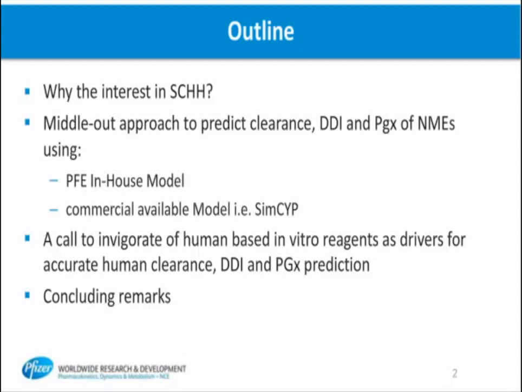And this is going to be by providing an overview of Pfizer in-house model, and then discussing how we have used SEMSEP in combination with sandwich culture to enable that task. After that, I'm going to provide an overview and also a call of how we can actually invigorate the utility of human-based in vitro reagents to predict human clearance, drug interactions, and pharmacogenomics. And finally, I'm going to end up with the concluding remarks.